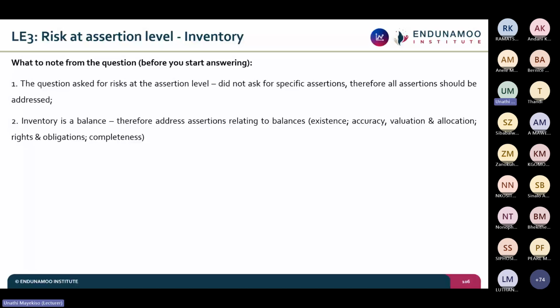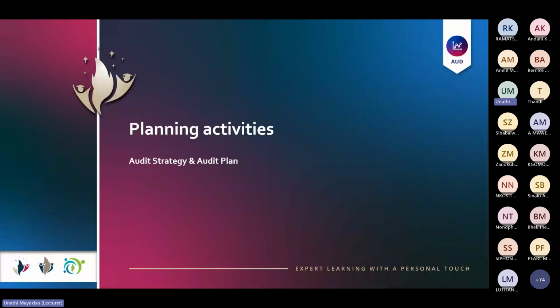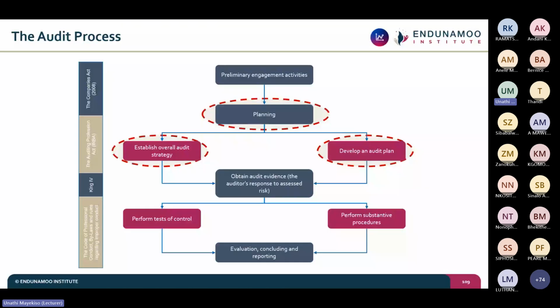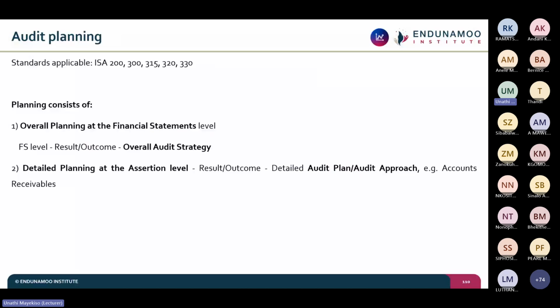Audit strategy and audit plan. We're almost there, guys. We've done the planning. We're now in those two phases where we're looking at overall audit strategy and developing an audit plan. Planning consists of your overall audit strategy, and your overall audit strategy speaks to your overall financial statement level. And then you have to plan a little bit more detailed. So you go to an assertion level, and that is your audit plan. So remember, you've got an audit strategy and you've got an audit plan.